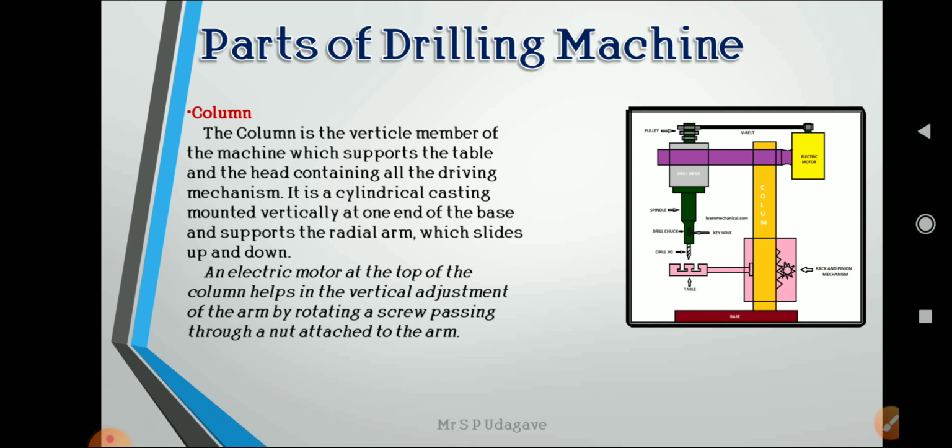An electric motor is situated at the top. We can place the electric motor on the top of the column or on the side to balance the drill head. At the top of the column, it helps the vertical adjustment of the arm by rotating the screw passing through the nut attached to the arm.